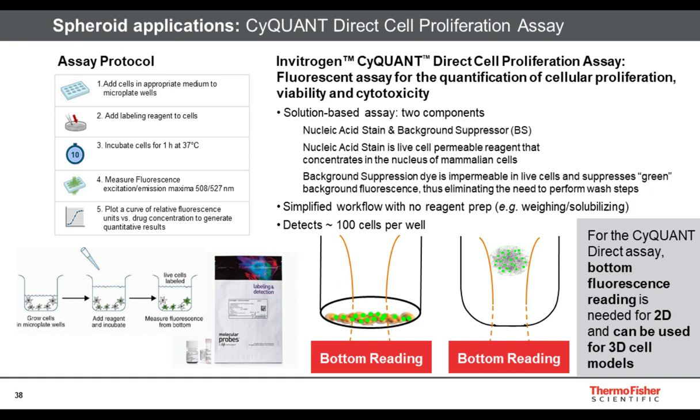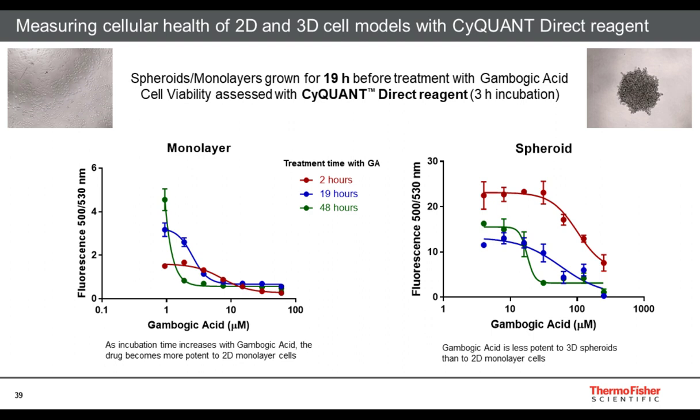CyQUANT Direct is another fluorescence assay that quantifies cellular proliferation, viability, and cellular cytotoxicity. There are two different components to the CyQUANT Direct assay. There's a nucleic acid dye and a background suppressor. The nucleic acid dye is live cell permeable and concentrates in the nucleus of the cell, and the background suppressor is a cell impermeable reagent that suppresses the green background fluorescence. These two components work so well together that there is no need for a wash step, which makes this assay very simplified. Now, because the fluorescent signal accumulates within the nucleus of the cell, a bottom read is best for these assays for both 2D and 3D cellular models.